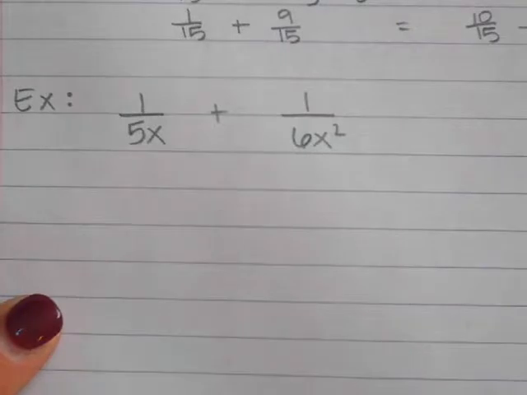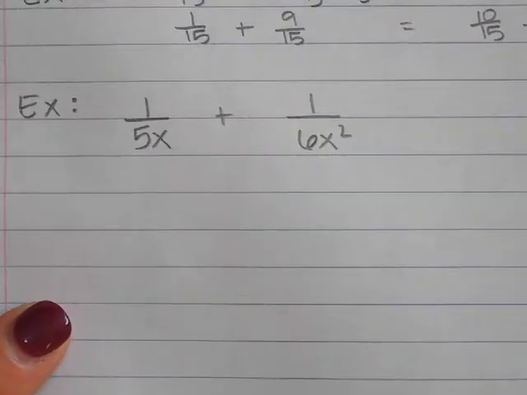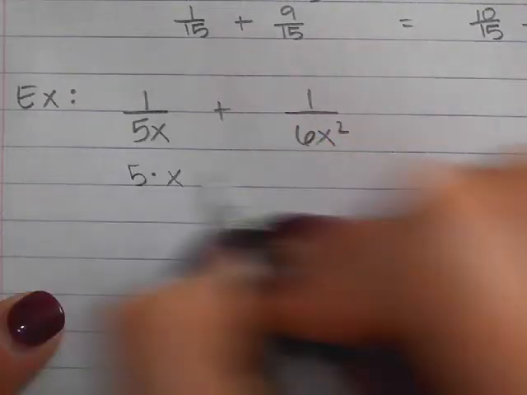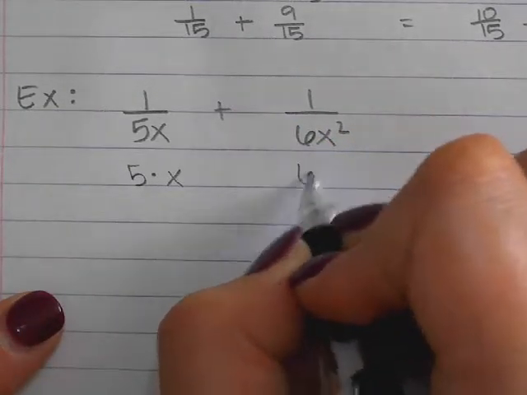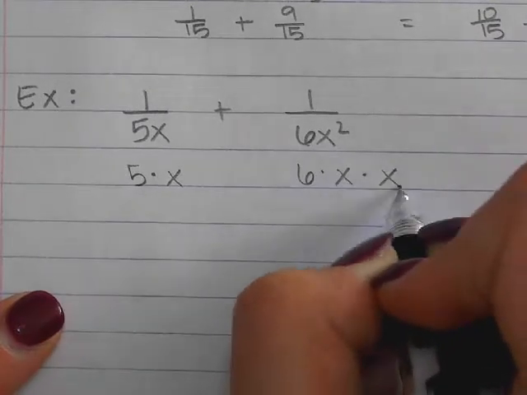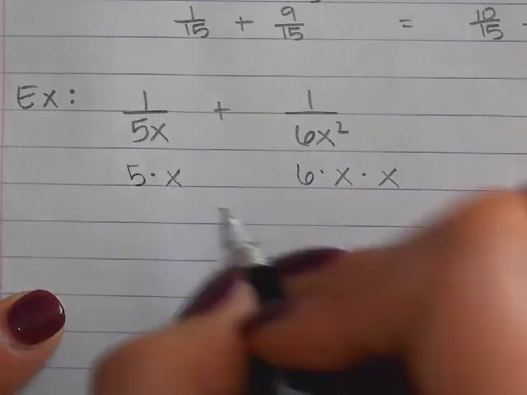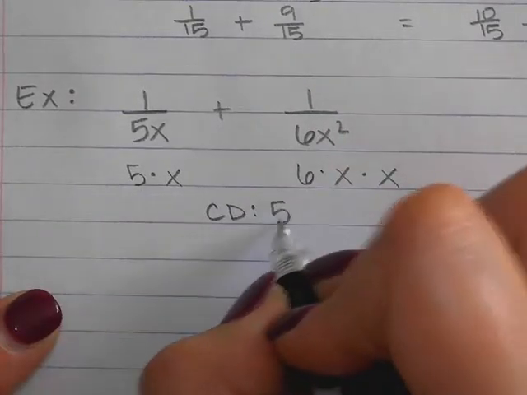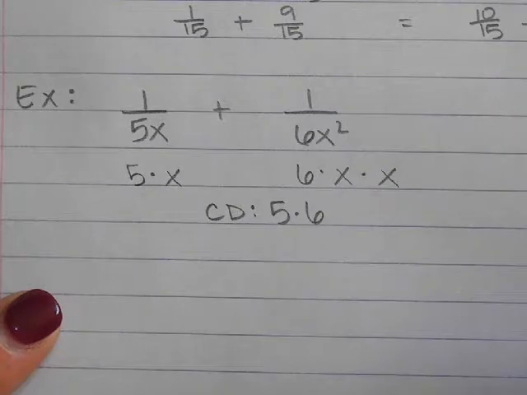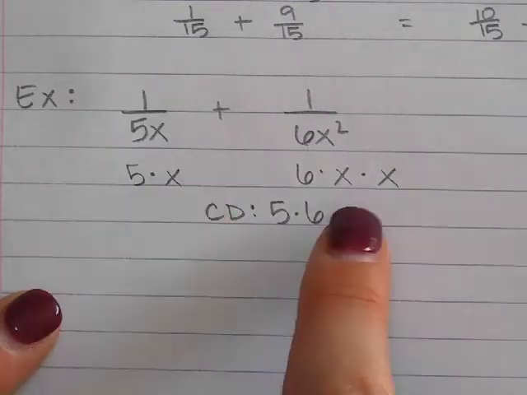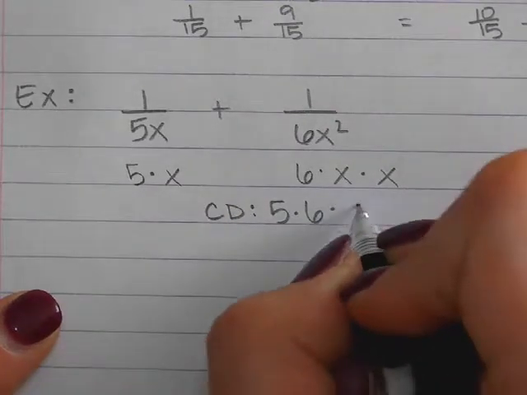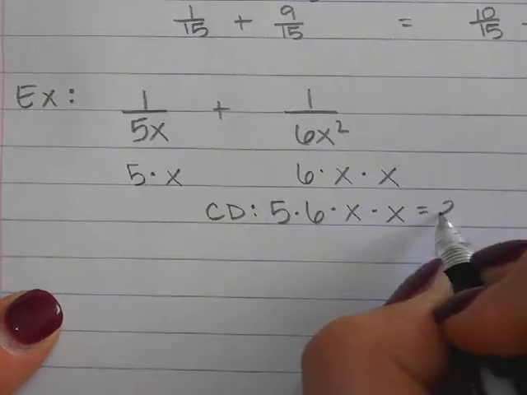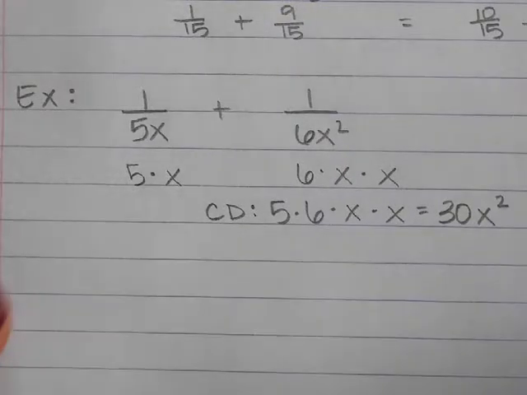What I have found is helpful for students is if they take those denominators and break them up a little bit. So I'm going to think of this denominator as a 5 times an x, and I'm going to think of this denominator as a 6 times an x times an x. And so that means that our common denominator is going to need to have a 5, and it's going to need to have a 6. And then this one only has one x, but this one has 2 of them, so it's going to need to have 2 of those x's. So that means that our common denominator is going to be 30x squared.